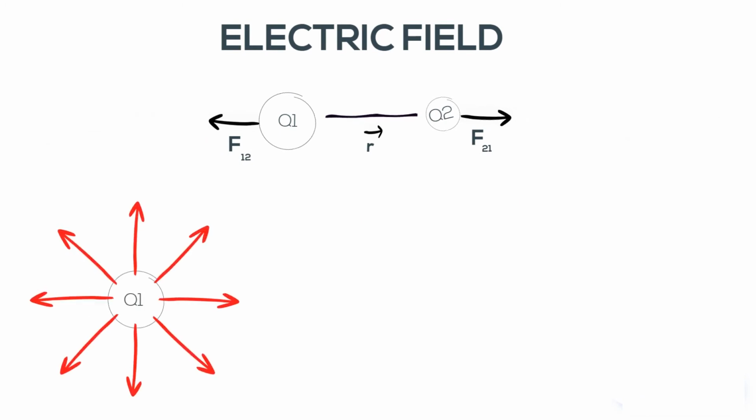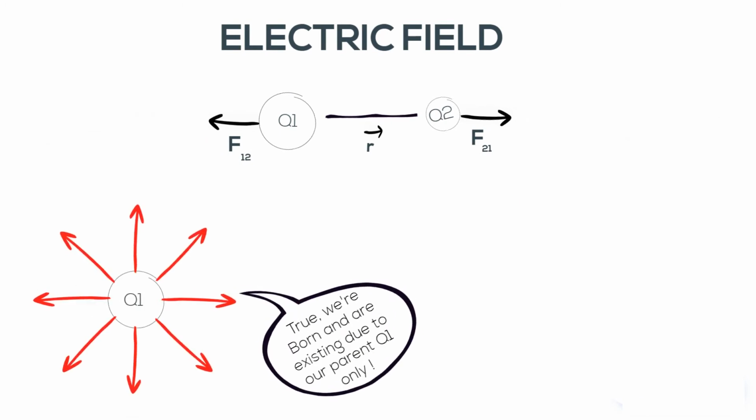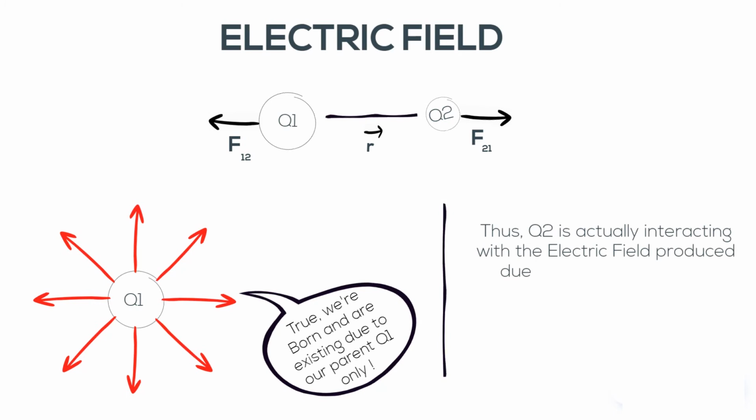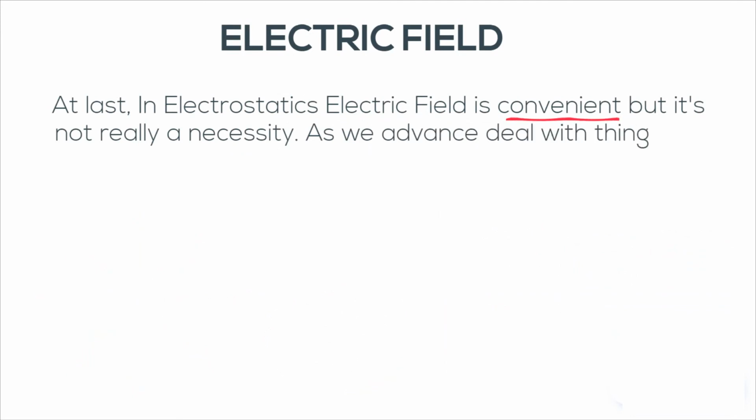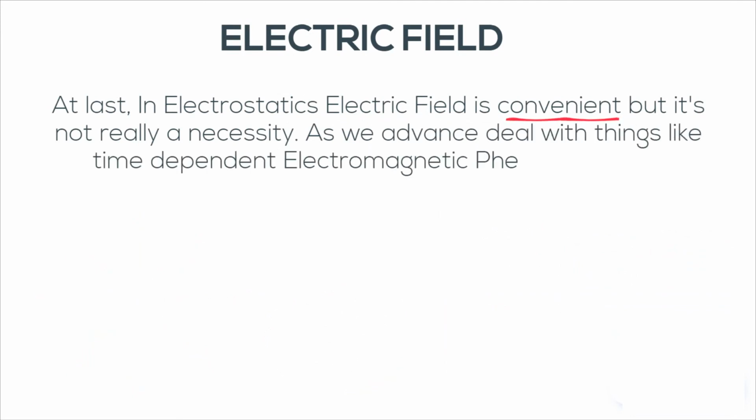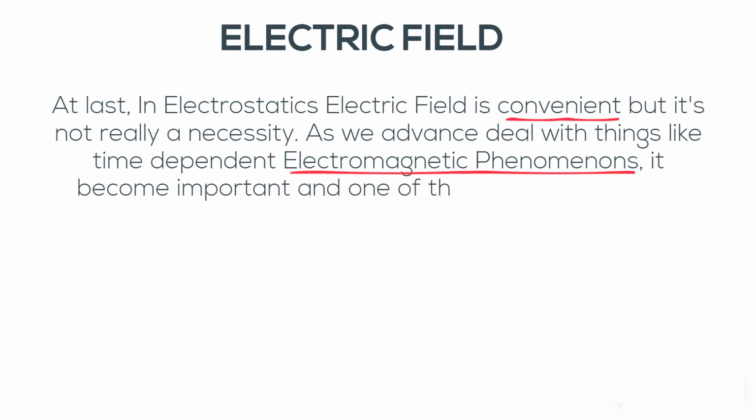Now you may ask that we learn according to Coulomb's law that Q1 and Q2 are interacting. How come this field then? Yeah, but the field itself is produced by Q1 and indirectly applies force on Q2 later on by the field itself. It can be looked at as interaction between Q2 and Q1's electric field and vice versa. At last, in electrostatics, electric field is convenient and is not a necessity. But as we advance and deal with things like time-dependent electromagnetic phenomena, it becomes important and a key to learn those. Hope you like the video.